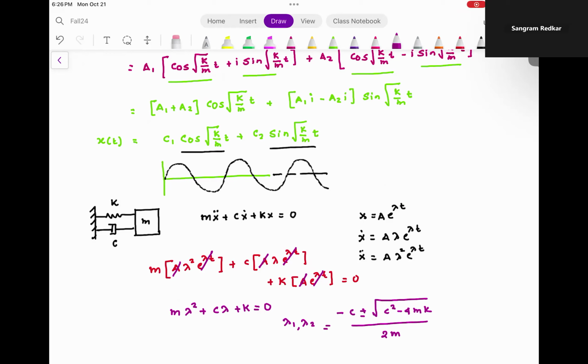Lambda is called the eigenvalue. Now, why is it called the eigenvalue? Because it dictates the behavior of that system. Question?